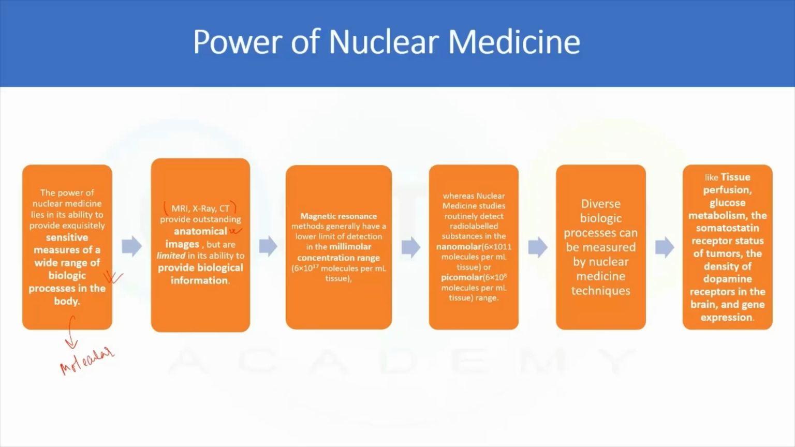And nuclear medicine studies have very high sensitivity, even at the nanomolar or picomolar range of radiolabeled substance concentration. And by means of nuclear medicine, you can study diverse biological processes, like tissue perfusion, glucose metabolism, somatostatin receptor expression, and many more things. So you can study events going on at the molecular level, not at the anatomical scale. That will tell more about what's going on at the cellular level or at the genetic level. It has the ability to tell you even at that scale.